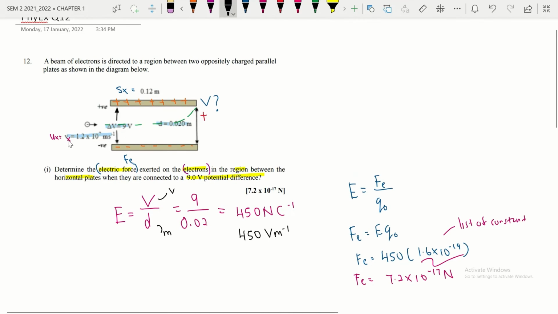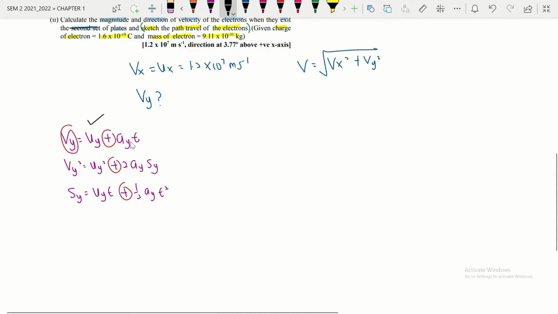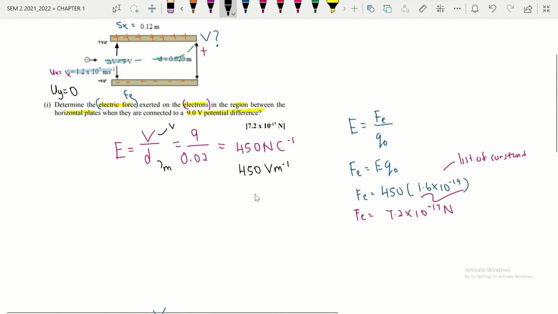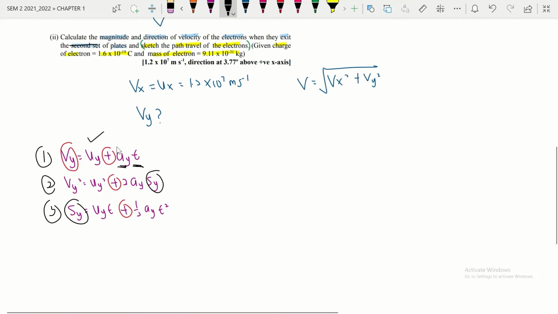Okey, cuba tengok elektron masuk macam mana. Dia masuk secara melintang. Jadi Uy dia adalah kosong. So kita dah ada maklumat untuk Uy. Okey, apa yang tinggal Miss akan pakai equation nombor 1 ini sebab Miss boleh cari Ay dia dan juga time dia. Sebab untuk pakai equation nombor 2 dan 3 Miss tak tahu Sy dia. Sebab Sy dia adalah daripada dia projek ni. Nampak tak? Ini adalah Sy dia. Tetapi Miss tak tahu Sy dia berapa. Jadi I will leave it. So sebab itu Miss akan pakai formula yang ada Ay dan time.